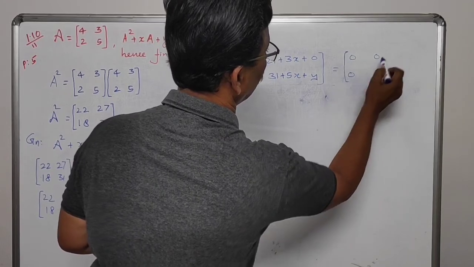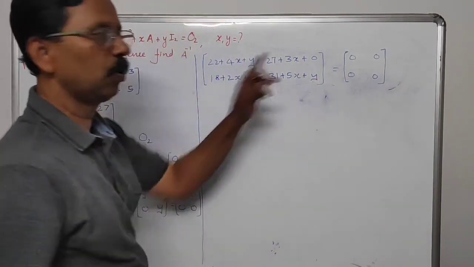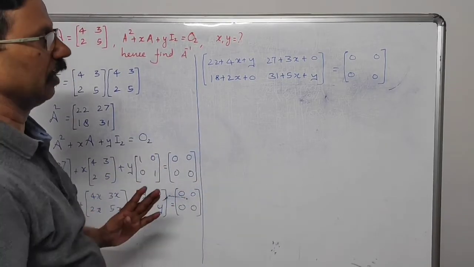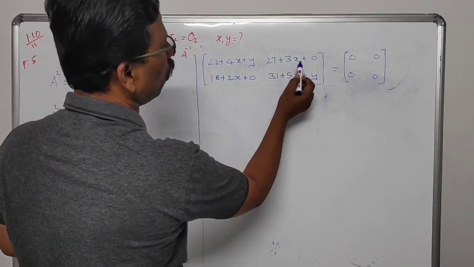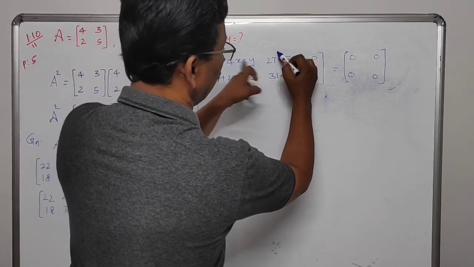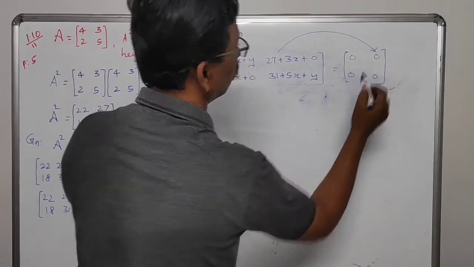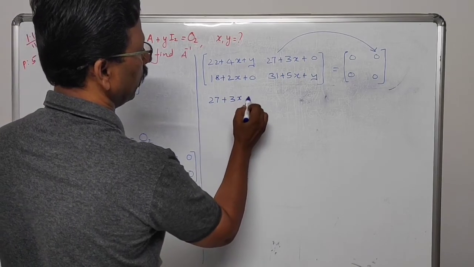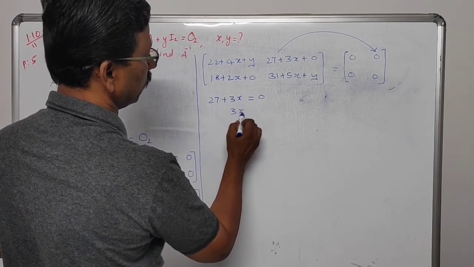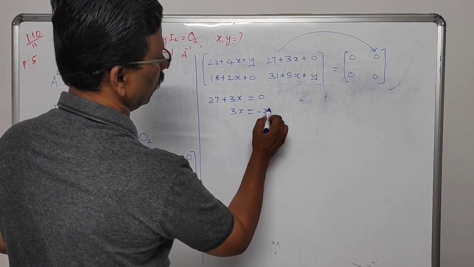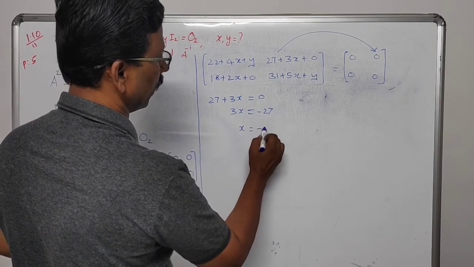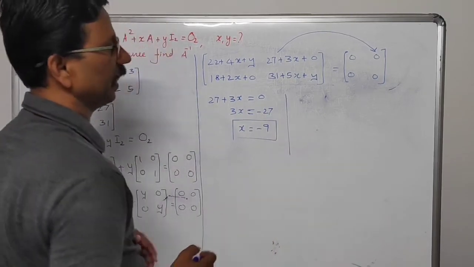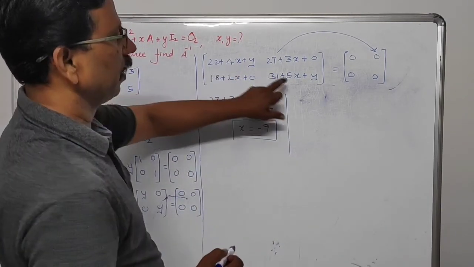Now if the two matrices are equal, definitely their corresponding elements are equal. Therefore you can equate the corresponding elements. Suppose here only one variable means you can select this one. This is first row second column equal to first row second column. We can write 27 plus 3x equal to 0. From this 3x is equal to minus 27. Therefore x is equal to minus 9. Then after that we want to find y, so you can choose either this element or this element. Any one of these two you can choose.